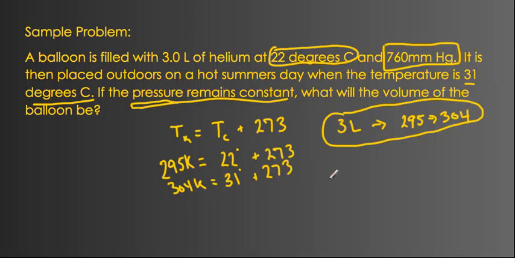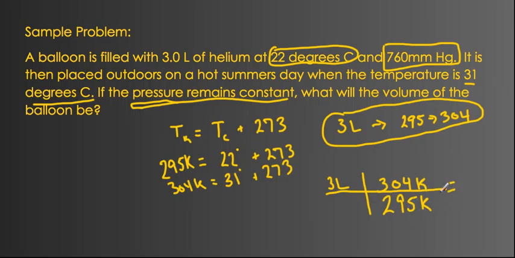So I'm going to set this up very similar to the other problems. I have 3 liters. Okay, I'm going to start with what I'm trying to find. Okay, my temperature is going from 295 to 304. Okay, so I have to figure out which one goes on top. Well, I know that if my temperature increases, my volume should increase. So I'm going to multiply 3 by a fraction. If I want the 3 to go up, it needs to be a fraction that's greater than 1. So I need to put the 304 on top, 295 on the bottom. Okay, so now I'm multiplying 3 by this fraction that's greater than 1, so the 3 should go up.